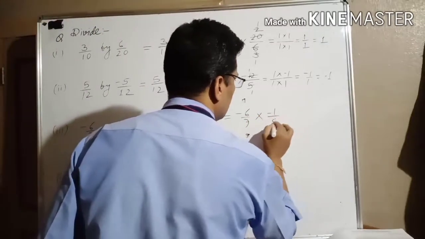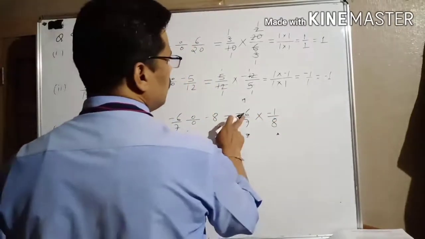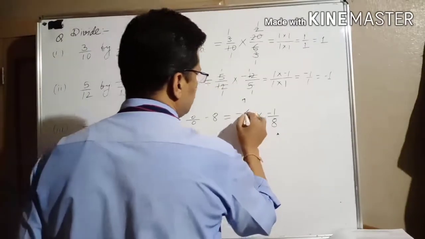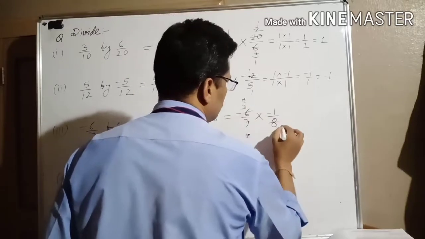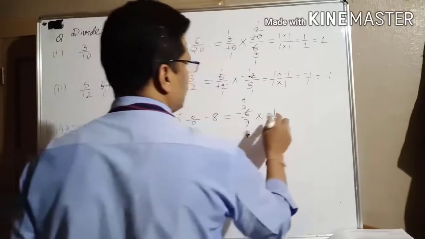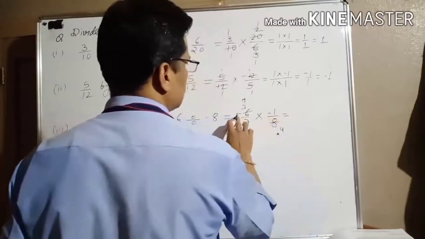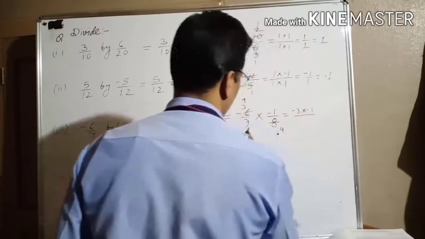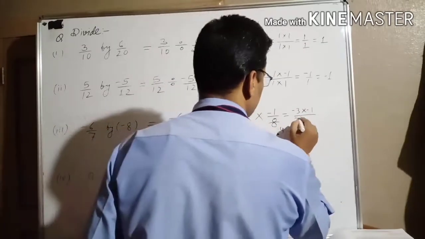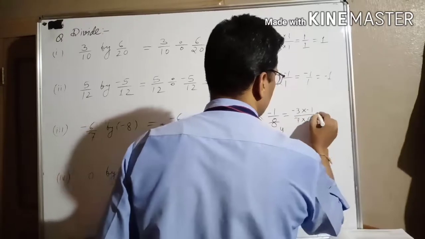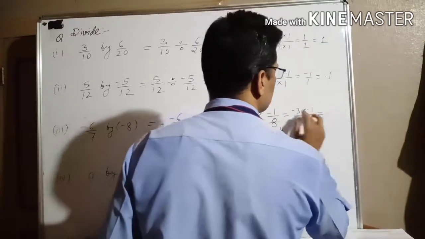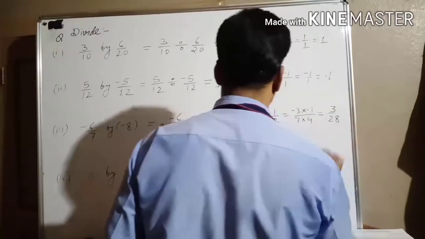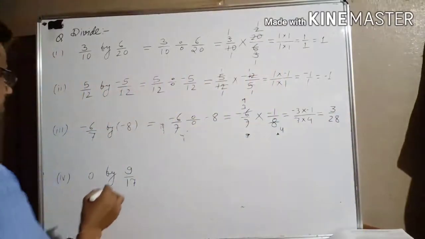Minus 1 upon 8. Now we have a common divisor of 6 and 8, which is 2. We can cancel this 6 and 8 by 2: 2 threes are 6, 2 fours are 8. Now what will be left? We can write here minus 3, this minus 1. Minus 3 into minus 1 upon 7 into 4. Minus minus is plus, so 3 upon 7 into 4, which is 28. This is our answer.